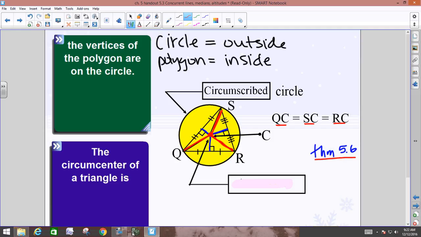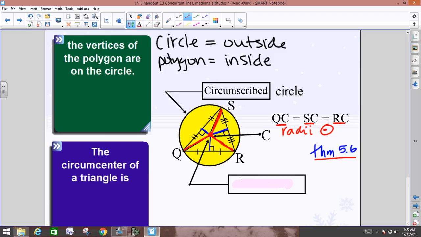Using theorem 5-6. Now look at the red lines in relation to the circle. They start in the middle of the circle and they go out to the edge, and they're all the same length. What do we call the segment in the circle that starts at the middle and goes to the edge? Starts with an R. The radius. So actually these are describing the radius of the circle.